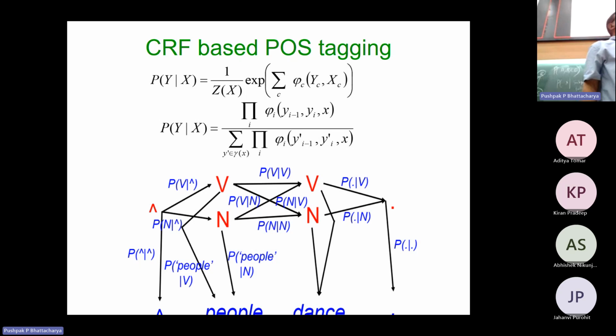I couldn't hear you. Why is psi taken? So psi is called the potential function, right? Now, psi is the model of the probability of a label given a subgraph which influences that node. That is the idea.